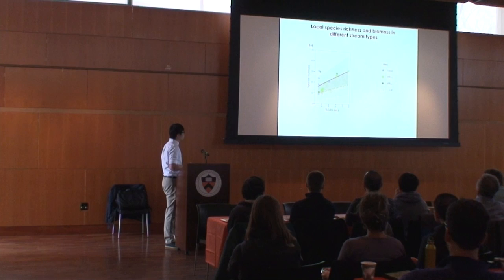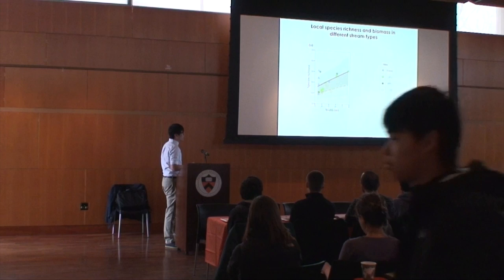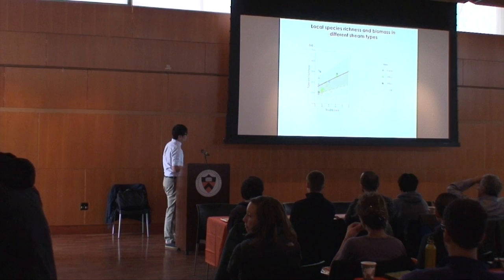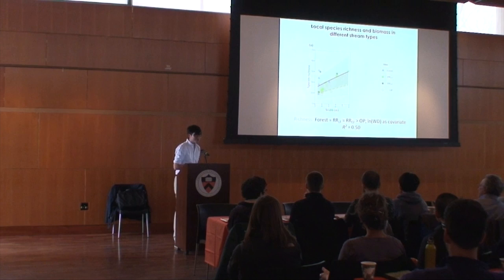So we see a general increase of species richness with width, which is expected, the species-area relationship. But after accounting for that, we see a difference between the first three categories versus the last category. The best supported model using multi-model inference revealed that species richness in forests is the same as that in community forest riparian reserves, the same as that in block forest riparian reserves, but all these three groups are different from oil palm. Width is the wetted width of the stream.